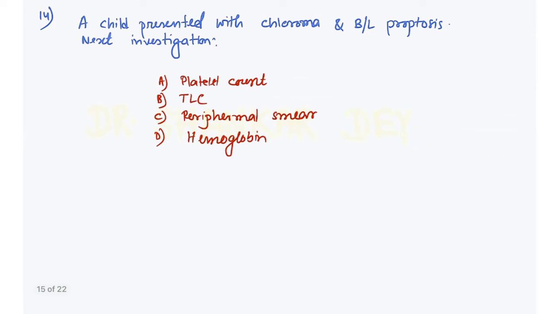Next, question number 14. A child presented with chloroma and bilateral proptosis. Next investigation? For this question, the answer will be peripheral smear. So chloroma is nothing but extramedullary blast cells. Chloroma is usually seen in AML, acute myeloblastic leukemia, most commonly in the M2 variety. So to diagnose AML, you will perform peripheral smear as the next investigation.